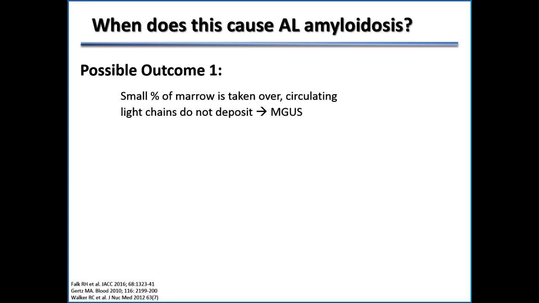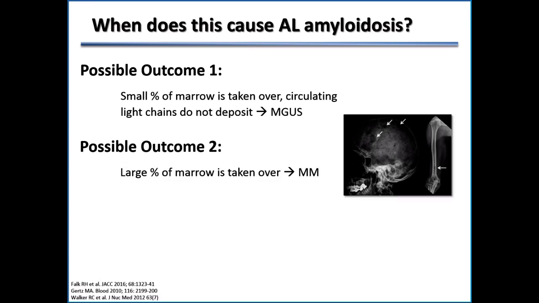There's three possible outcomes. Number one, there's a small percent of the marrow that's taken over, and the light chains do not deposit anywhere. And this is when we get an MGUS. Outcome number two is when and this is when you get multiple myeloma, particularly when you get lytic lesions in your bones.